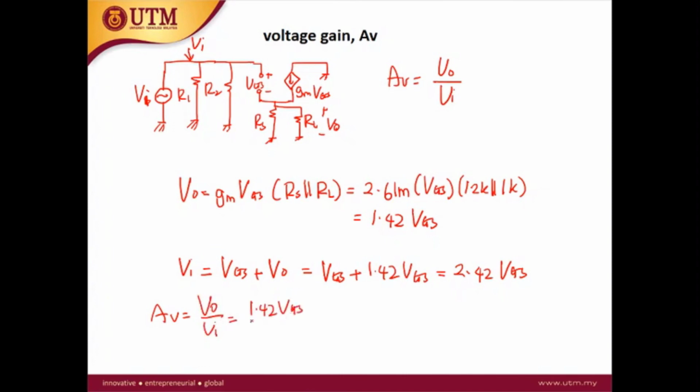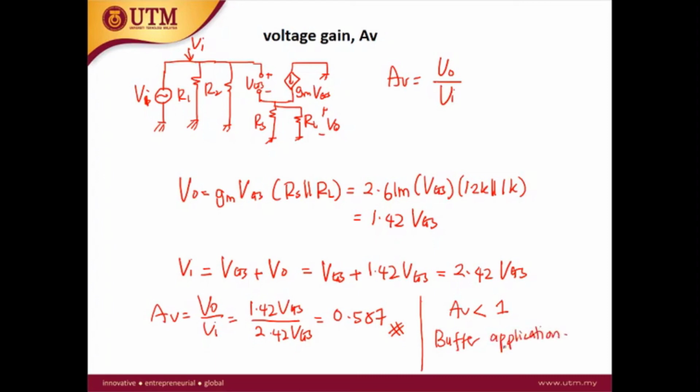Okay, at the end, AV can be solved as V out over V in, 1.42 VGS over 2.42 VGS. This is 0.587. So this is the solution for the voltage gain. For the common drain, or sometimes we call it a source follower, the voltage gain is usually less than 1. So the common drain will not act as a voltage amplifier, but rather this is used as a buffer application.